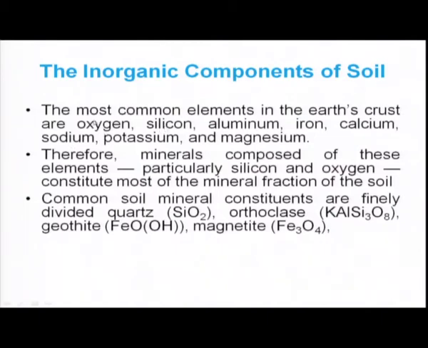That is, silica is the main material, SiO2, mainly consisting of oxygen and silicon. The other ions, aluminum, iron, calcium, sodium, potassium and magnesium, are present in decreasing order. Therefore, minerals composed of these elements, particularly silicon and oxygen as silicate minerals, constitute most of the mineral fraction of the soil. Roughly 75% of it we can say consists of silica.